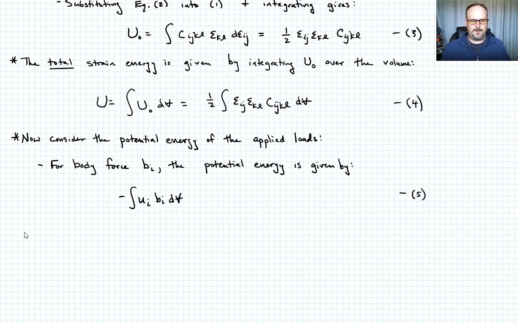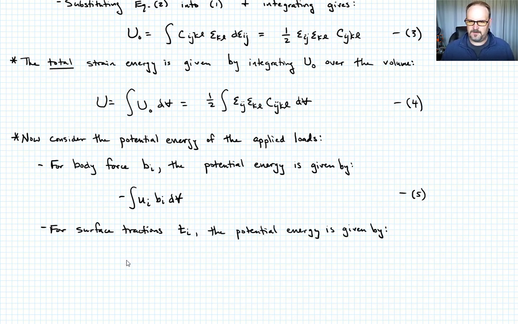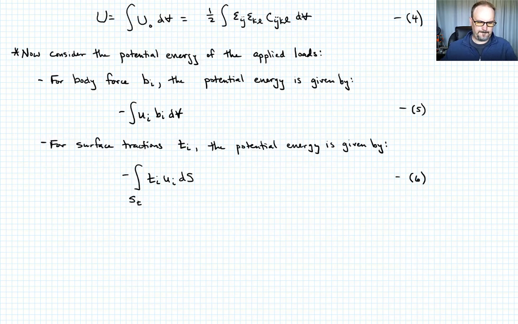Okay, and now let's think about the potential energy of the surface tractions. We'll call those surface tractions T sub i. The potential energy in this case is given as follows. Same thing here, we have a negative integral of T i u i dS, because it's a traction on a surface. Maybe I should put that this is over the portion of the surface that has a traction boundary. So that would be the potential energy contribution from the tractions. Let's call that equation 6.